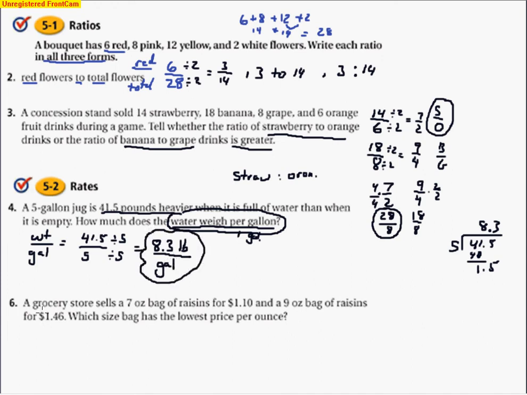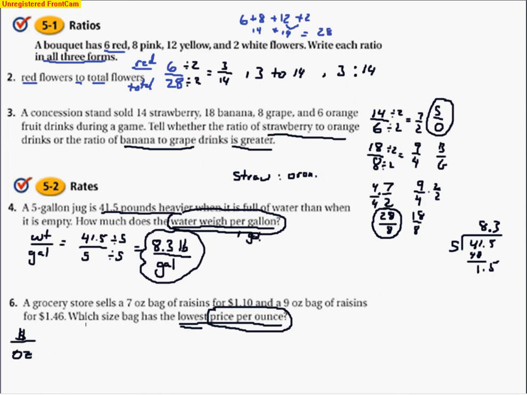Well, number 6. A grocery store sells a 7-ounce bag of raisins for $1.10 and a 9-ounce bag of raisins for $1.46. Which bag has the lowest price per ounce? There it is again, price per ounce. That tells me right away how to set up the ratio. We want to know the lowest price per ounce. So unlike this one here, where we wanted to know which one's greater, here we want to know the less. So price per ounce, dollars per ounce. That's how we're going to set up our ratios. It's kind of similar to this number 3 problem.